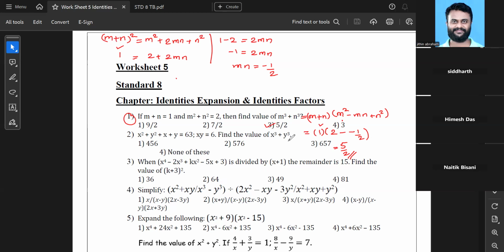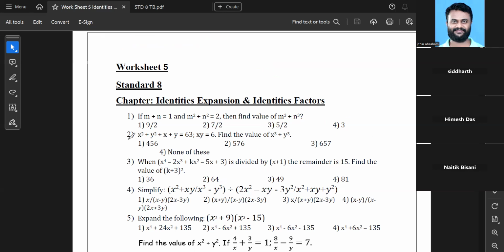Okay, so I assume you might have written this. I'm erasing this. Let's go for the next one. x square plus y square plus xy is equal to 63. x plus y is equal to 63. xy is equal to 6. Find the value of x cube plus y cube.